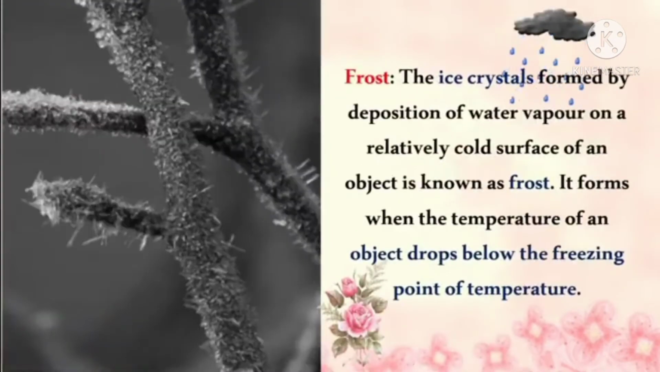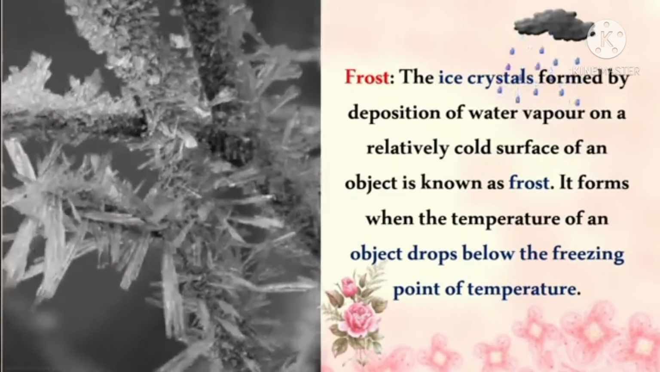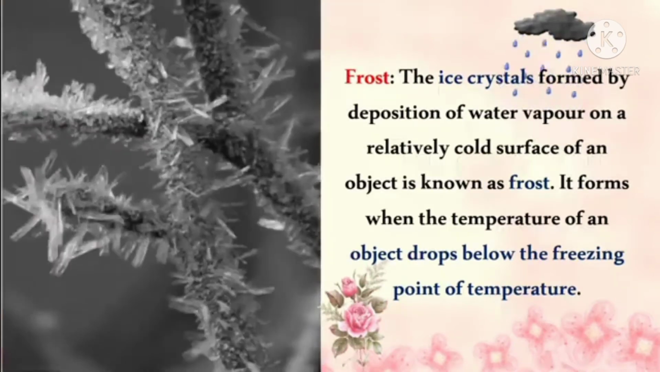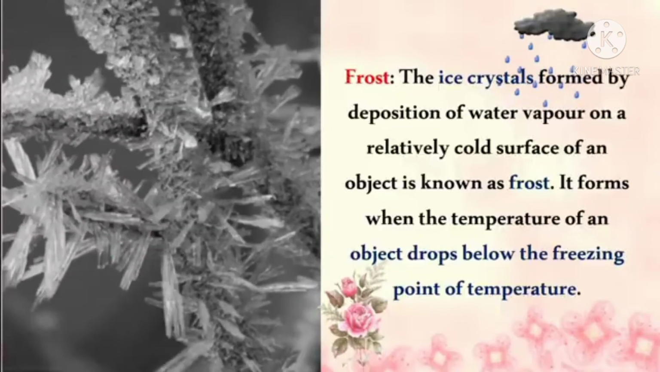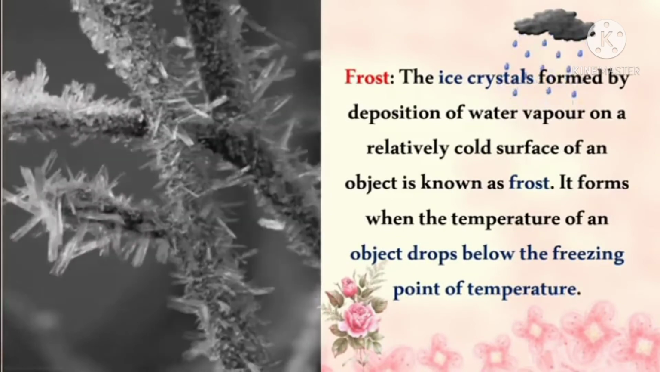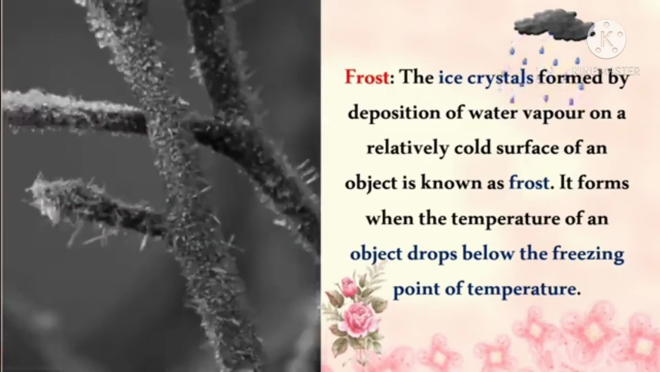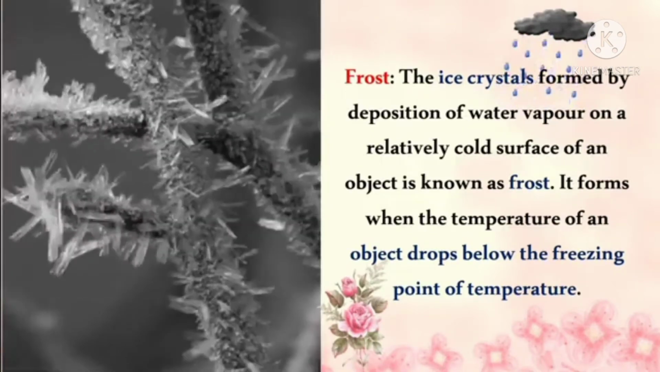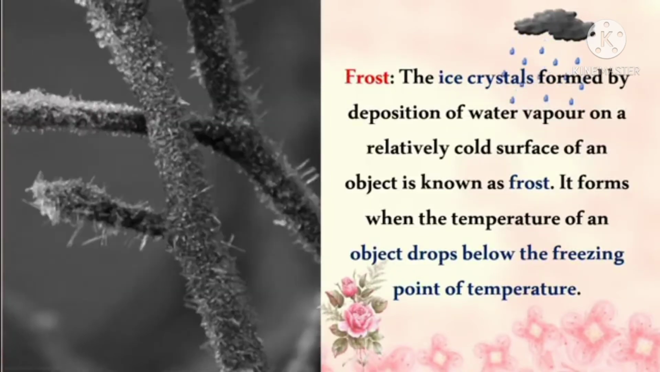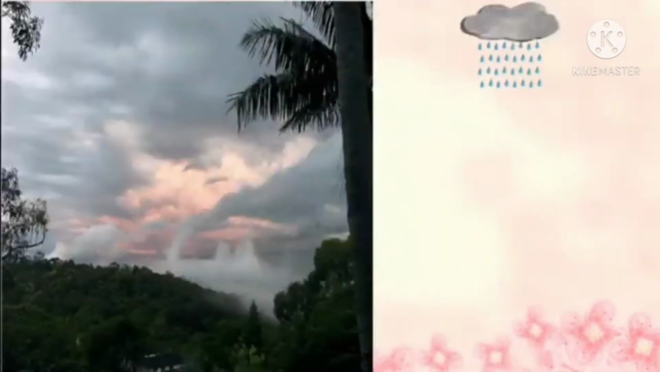The next form of condensation is frost. Frost is the ice crystals formed by deposition of water vapor on a relatively cold surface of an object. It forms when the temperature of an object drops below the freezing point. Frost consists of ice crystals, whereas dew consists of tiny water droplets.